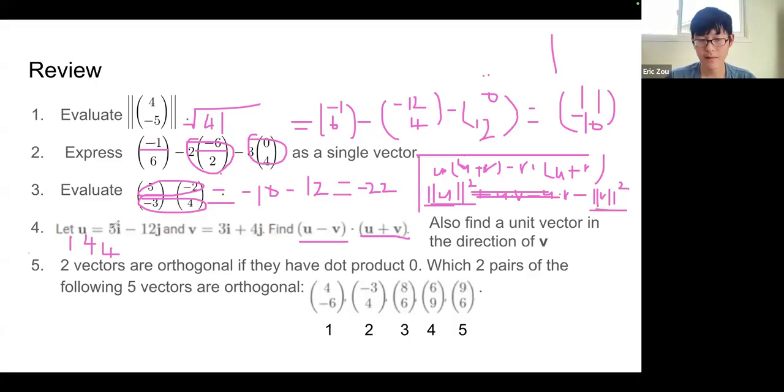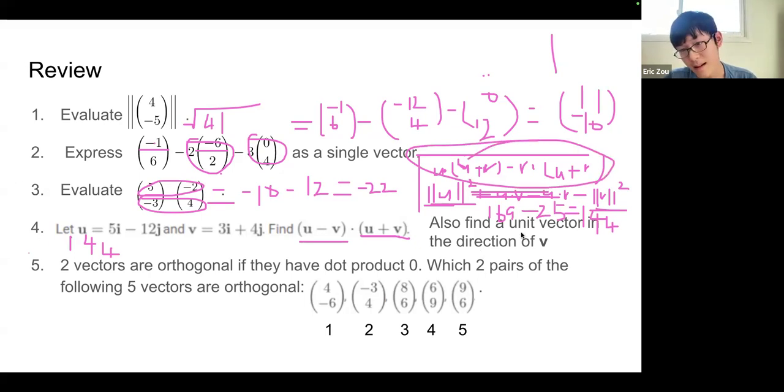U norm squared is 5 squared plus 12 squared, which is 169. So this is 169 minus v norm squared, which is 3 squared plus 4 squared, which is 25. This is 169 minus 25, which is also 144. So here are the 2 ways to do it. You might see this usage in some of the other problems today, maybe in the homework as well.